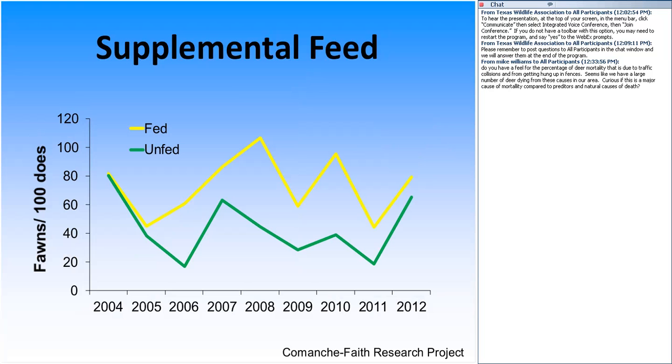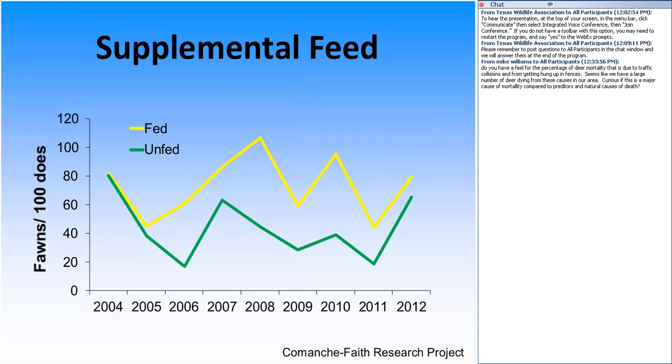Got similar data from our Comanche Faith Research Project. The yellow line on top there is fawn-doe ratios over the years from the enclosures with supplemental feed. The green line are fawn-doe ratios without supplemental feed. So without supplemental feed, maybe an average around 40 fawns per 100 does. With supplemental feed, 70, maybe 80 fawns per 100 does, something like that. So again, roughly a doubling in fawn production.